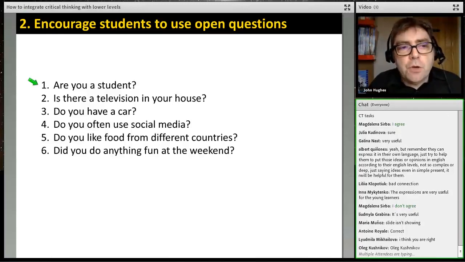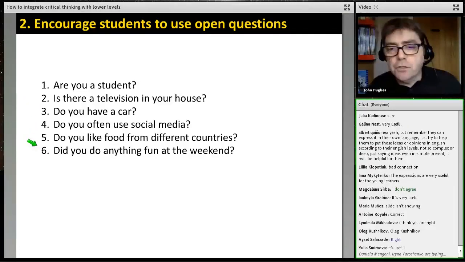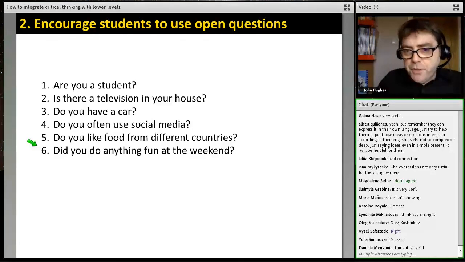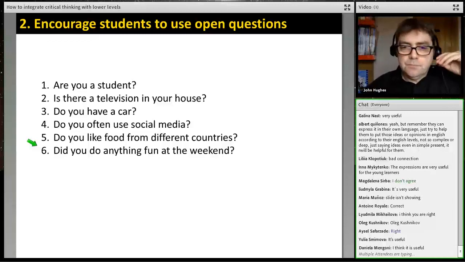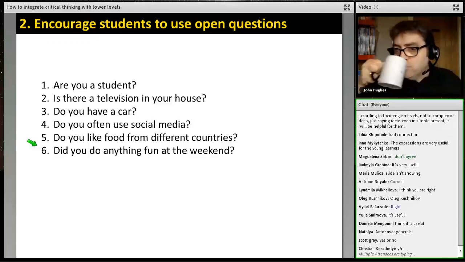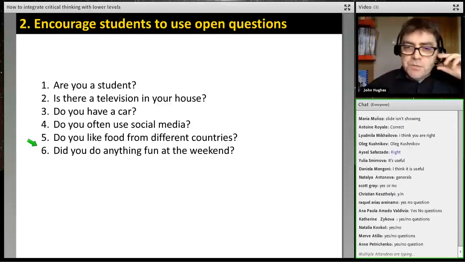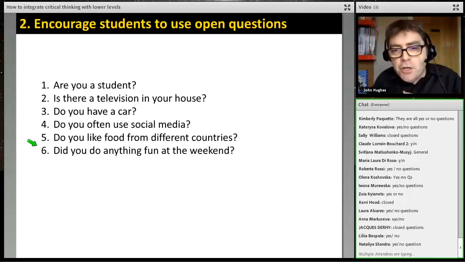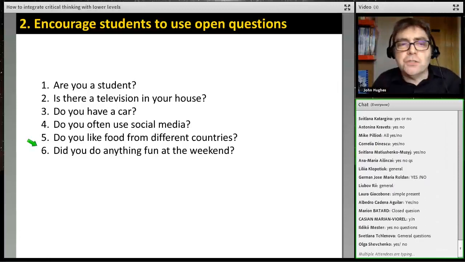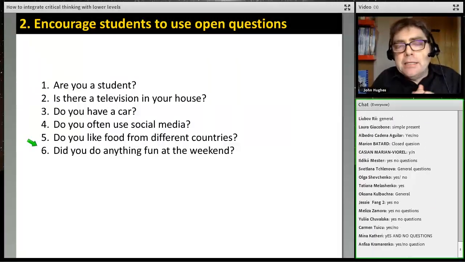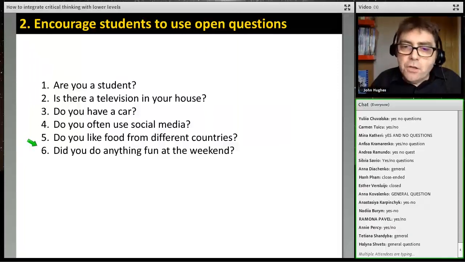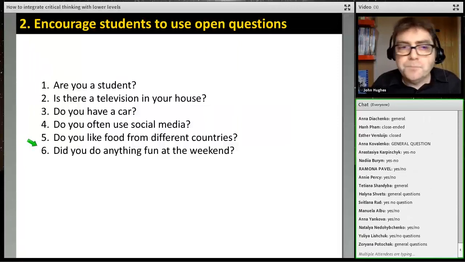Here are 6 questions. 1, 2, 3, 4, 5, 6. What is the grammatical connection between those 6 questions? Type it in the chat box if you know the answer. Correct. Scott wins the prize because he got it first. He said they're yes/no questions or closed questions. And closed questions tend to, all they do is get yes/no answers. So they're not so useful for critical thinking.